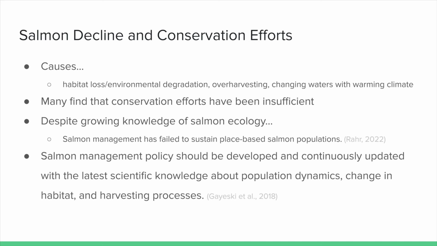I found some papers discussing how despite the growing knowledge of salmon ecology, salmon management has failed to sustain place-based salmon populations. And I found a particular researcher talking about how salmon management policies should be developed and continuously updated with the latest scientific knowledge about population dynamics, change in habitat, and harvesting processes.